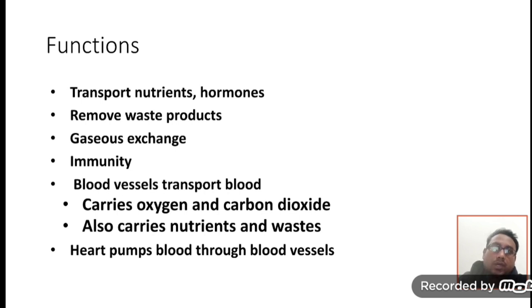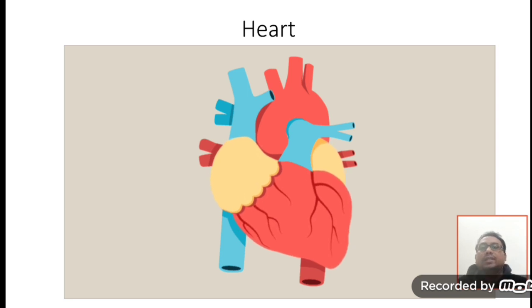Blood vessels also transport blood, which is carrying oxygen and carbon dioxide as well. It also carries nutrients and waste, which are going to be removed from the body. Heart pumps blood through the blood vessels. So you can say that the heart is like a motor that pumps out the blood to every part of the body.